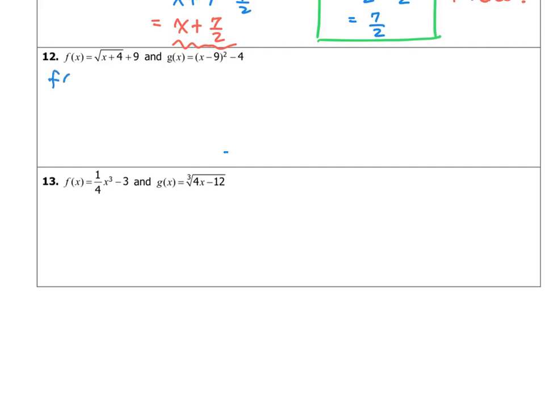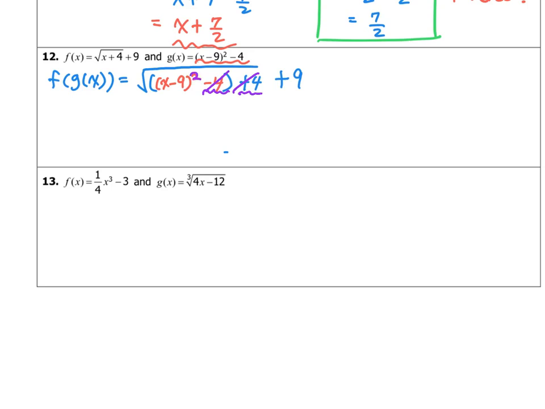Number 12, f of g of x is square root. Instead of x, what I need to put is the whole thing from g of x, which is (x minus 9) squared minus 4. And finish up with f of x plus 4. And outside of the square root, I still have to have what? Plus 9. Pay attention from here. You can be confused. So negative 4 and positive 4 will be 0.